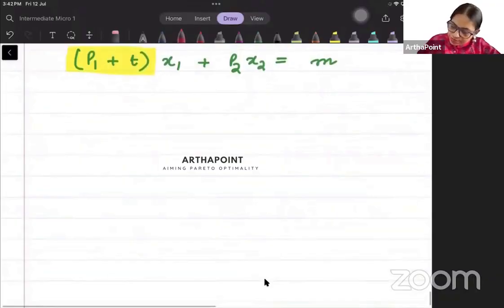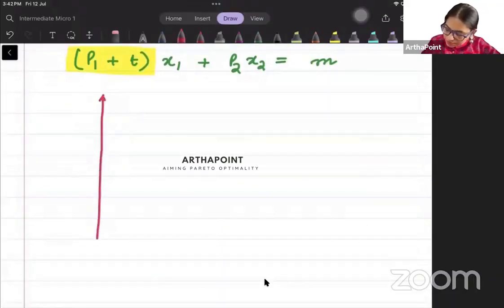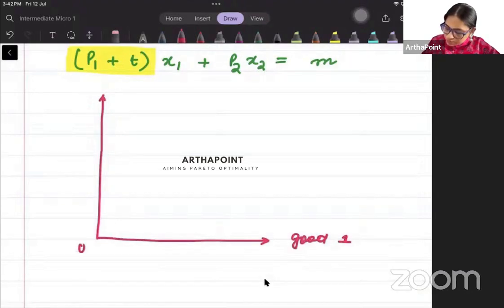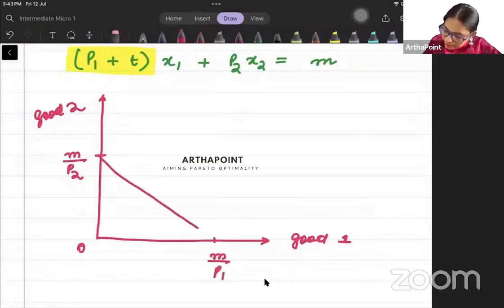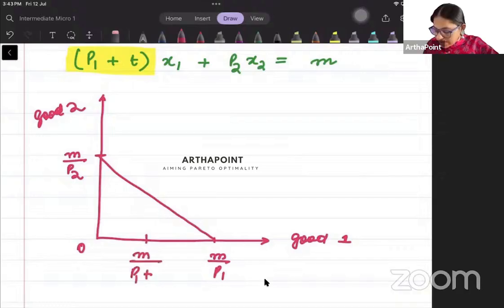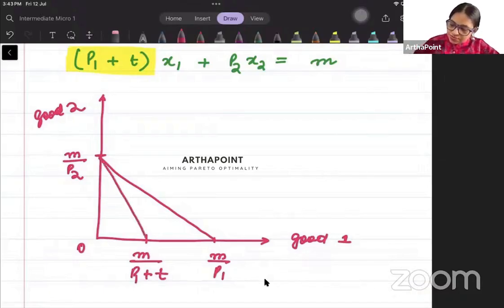ठीक है, तो बेटा ध्यान से देखो, good 1, good 2. देखो ये वाला intercept क्या है, M by P2. First, what was the intercept, beta? M by P1. Now, what will be the intercept, beta? M by P1 plus T. We are dividing by a bigger number. So, it will pivot inwards. Inward pivot.